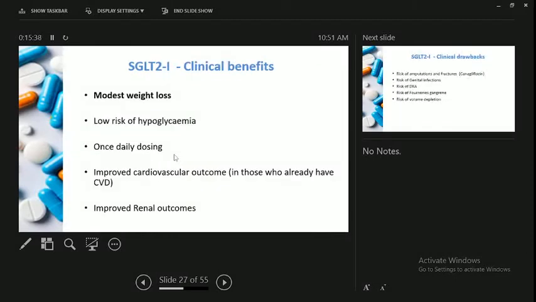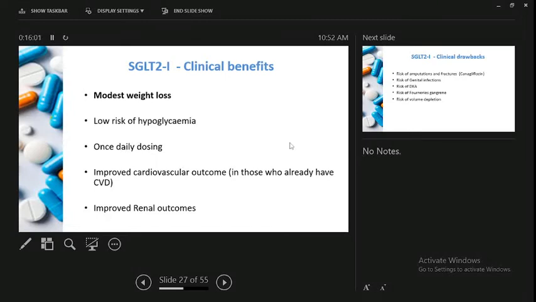So they reduce the plasma glucose by that. And there is evidence to suggest that this significantly reduces weight in patients with or without diabetes. The risk of hypoglycemia is again very low, and it is usually convenient because of once daily dosing, and it has good cardiovascular outcomes, which again I will not discuss, as there will be a separate lecture on that.